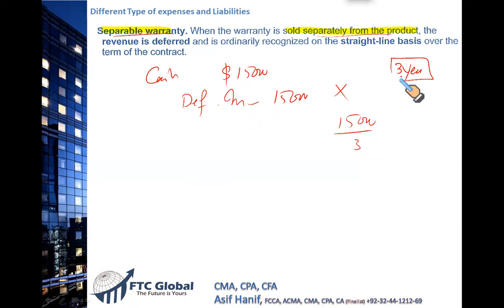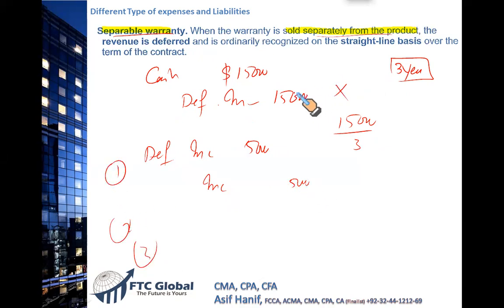You have received it, but you have not earned it. So what you will do at the end of every year, you will transfer 5,000 from deferred income to income by passing this entry. You will debit deferred income 5,000 and you will credit the income account or the earned income 5,000. You will keep on doing it for years 1, 2, and 3 by the time your full deferred income is released to your income statement.